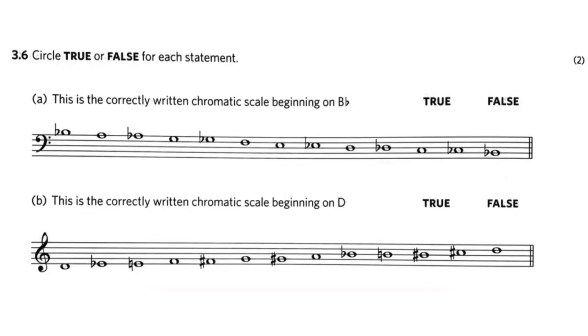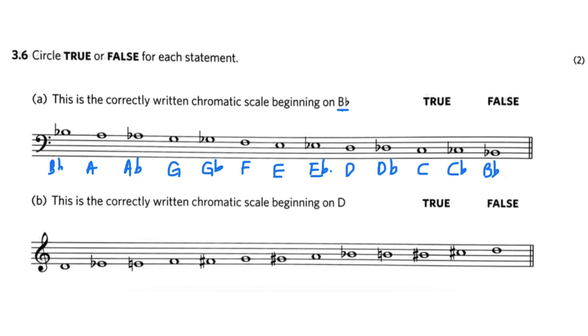For chromatic scale, we have to check where does it start from. So it says B flat, so the first note and last note has to be B flat. Then write down the letter name of all the notes given. First note B flat, A flat, G flat, F, E flat, D flat, C flat, and B flat.